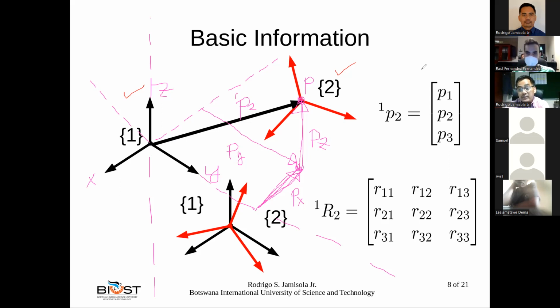Okay, so that's 3D. There's a component of X, Y, and Z. So now, okay, any questions on position of a point in space? I think that is clear.